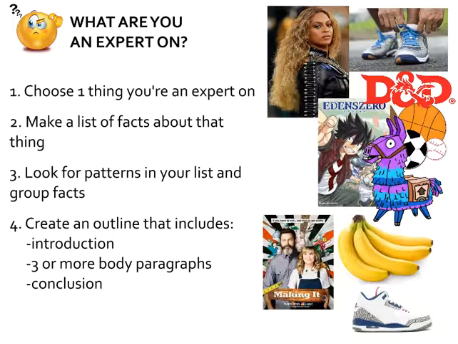So you're going to choose that one thing. I want you to make a really long list of everything you know about that. Try to write down as many facts as possible about that one thing. You're going to look for patterns among that list. You'll group those facts together into sections. You might even highlight them in different colors so that you get an idea how you're going to group them together. And then you're going to create an outline that includes an introduction, 3 or more body paragraphs, and a conclusion. You do not need to write this. All you're doing is creating an organization.